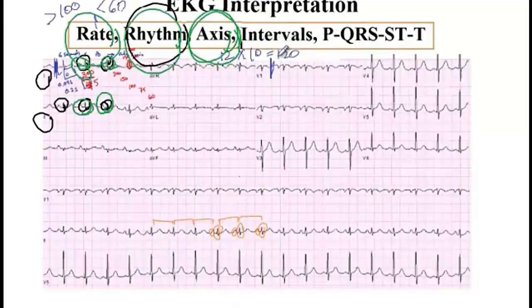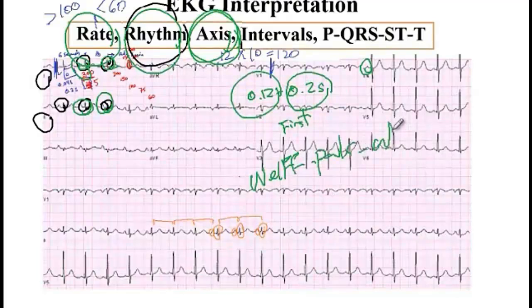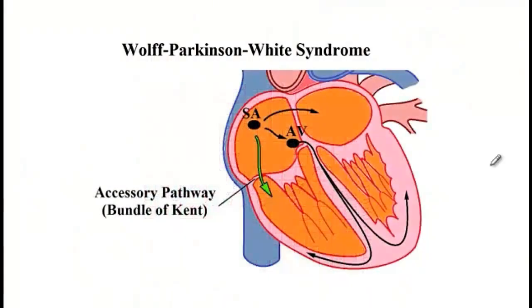Next, you will have to check the intervals. For instance, the PR interval: make sure that it's less than 0.2. Normally the PR interval is between 0.12 to 0.2 seconds. If it goes beyond 0.2 seconds, then you can suspect a heart block, for instance first degree heart block. And if it's less than 0.12, then you can suspect Wolff-Parkinson-White syndrome. So here I have an example of Wolff-Parkinson-White syndrome for you. In these patients, there is an accessory pathway which transmits the signal quicker, and therefore the duration of the PR interval is shorter.